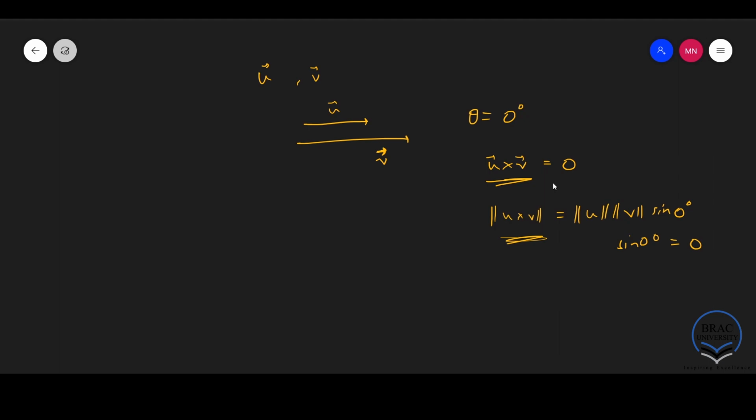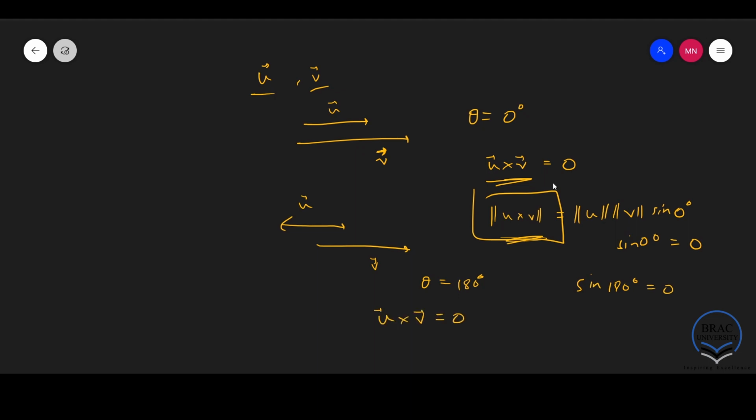And similarly, if my two vectors are parallel but they're in opposite directions to each other, then in this case theta is equal to 180 degrees, and sine of 180 degrees is also equal to 0. So once again, the cross product of these two vectors is equal to 0. So if I consider the cross product of a vector with itself, then obviously these two vectors are the same, they're in the same direction, they're also parallel, so this will also be equal to 0.